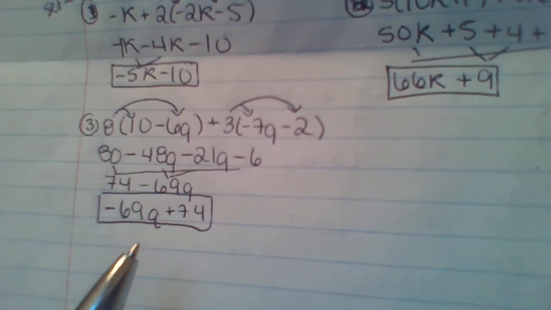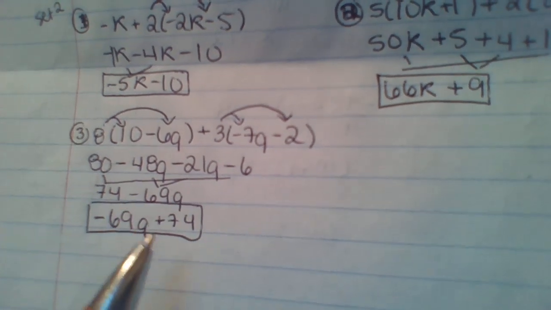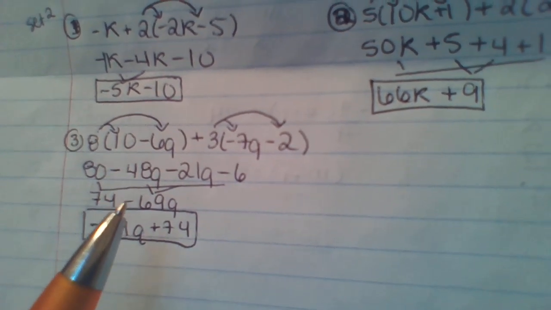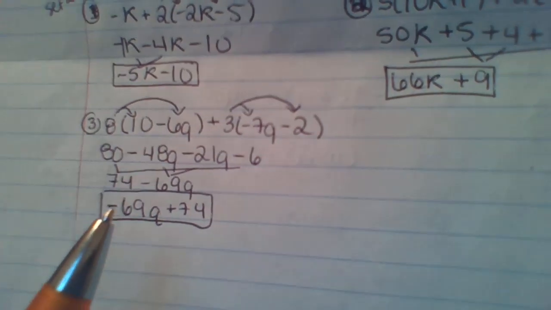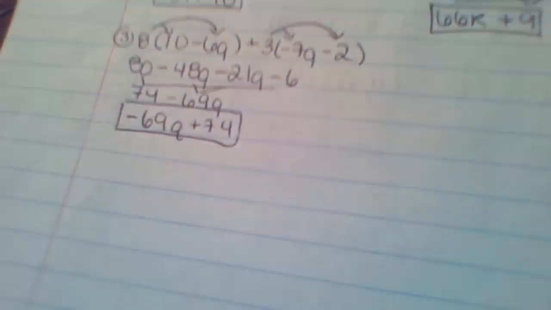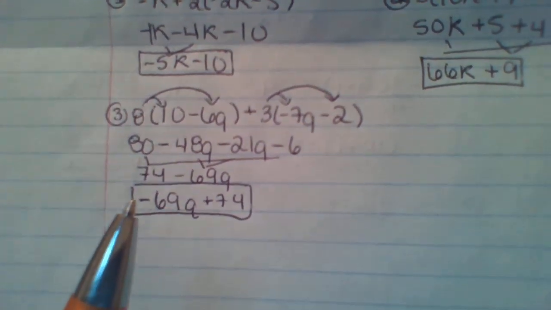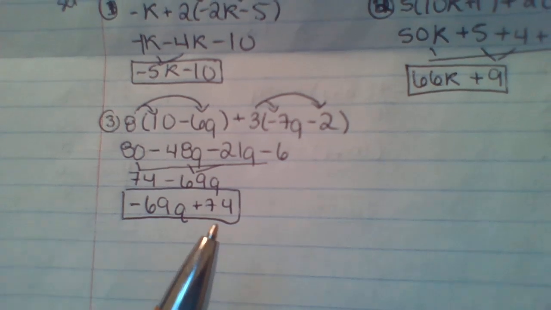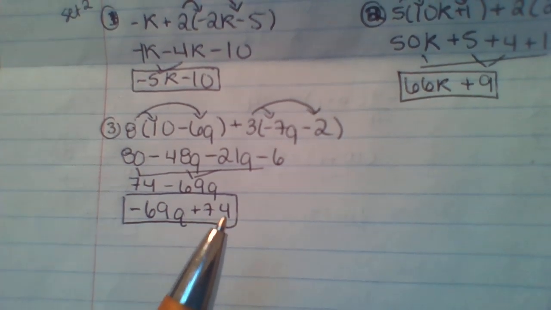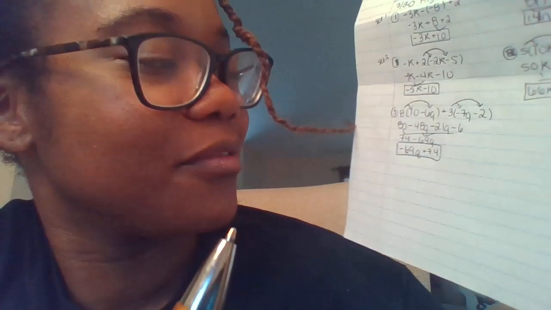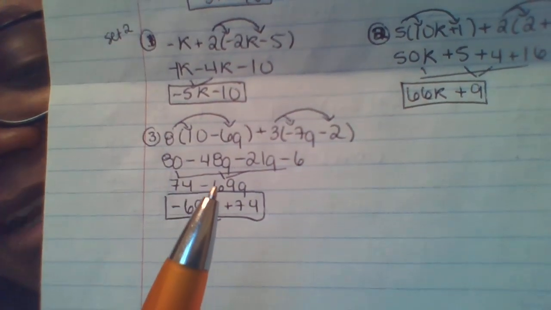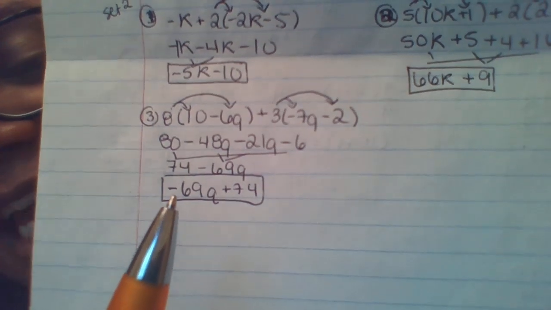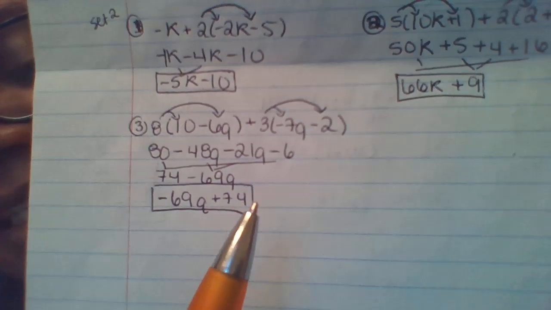For my answer in Khan Academy, I actually had to flip it so the variable was first. So 74 minus 69p is equivalent to negative 69. Is that a P or a Q? Oh, it's backwards for me. That's a Q. So negative 69q plus 74. So again, 74 minus 69q is equivalent to negative 69q plus 74.